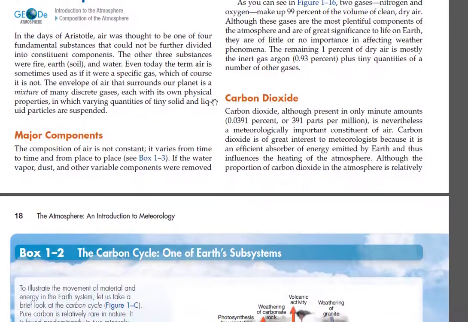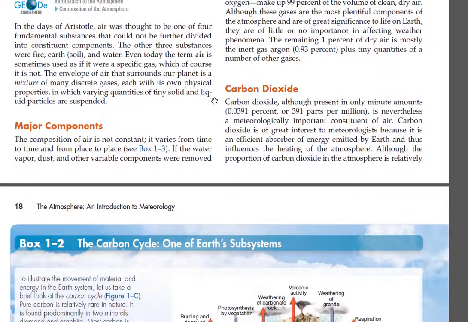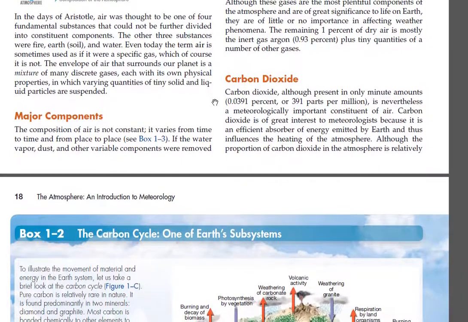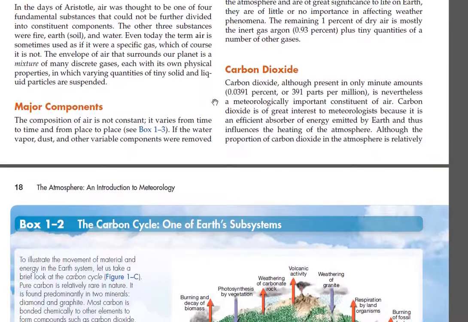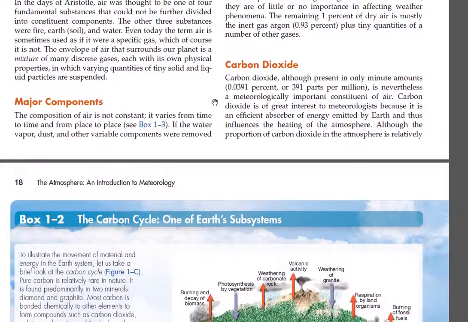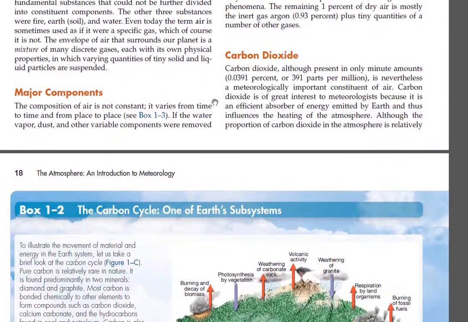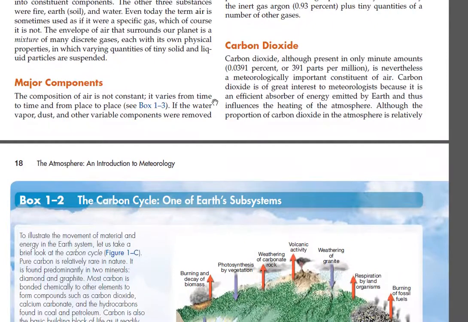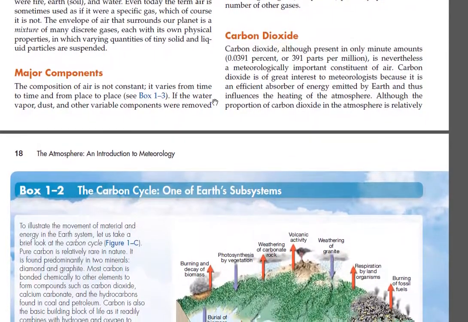Carbon dioxide. Carbon dioxide, although present in only minute amounts, 0.0391%, or 391 parts per million, is nevertheless a meteorologically important constituent of air. Carbon dioxide is of great interest to meteorologists because it is an efficient absorber of energy emitted by Earth and thus influences the heating of the atmosphere.